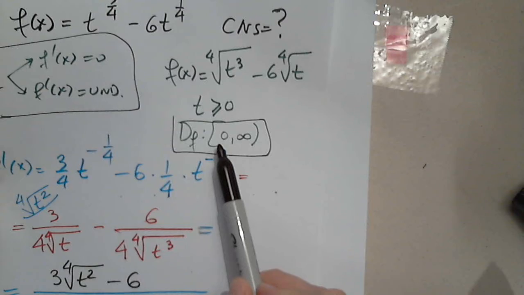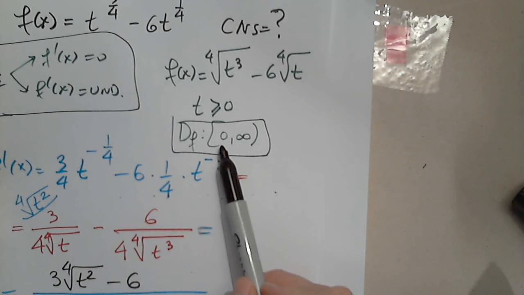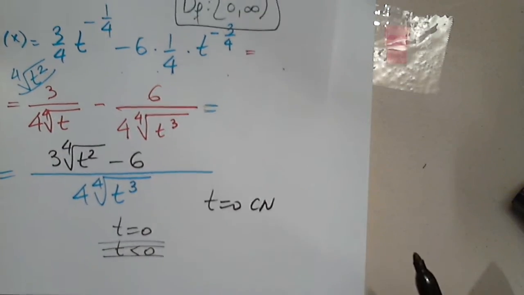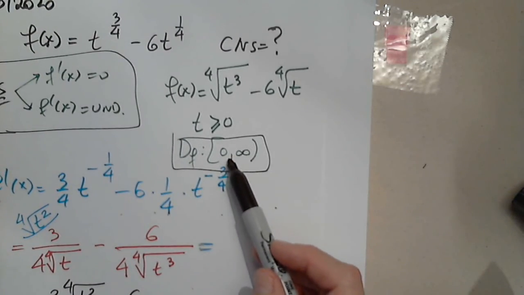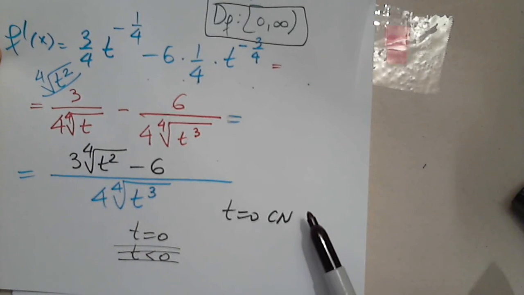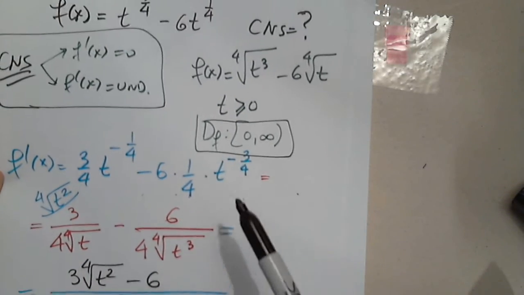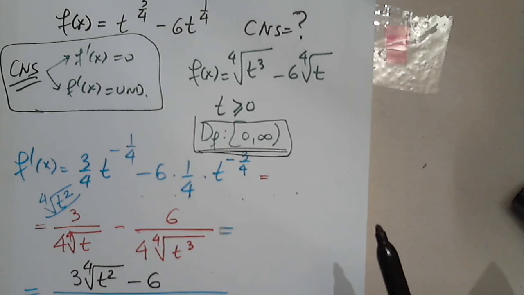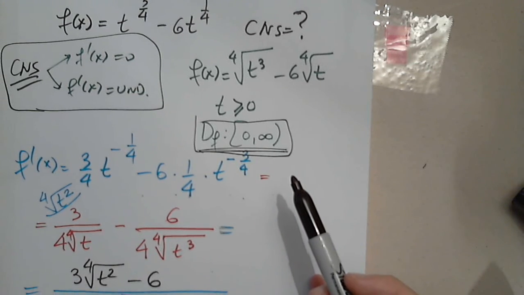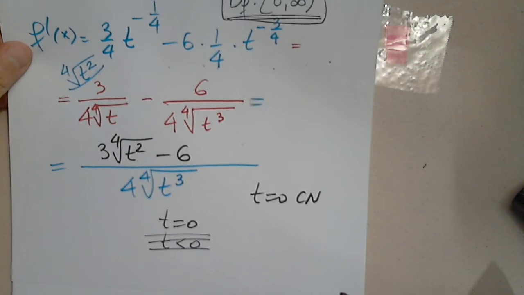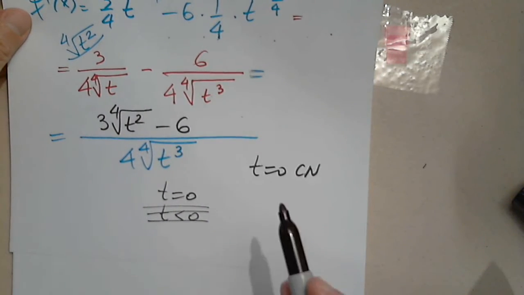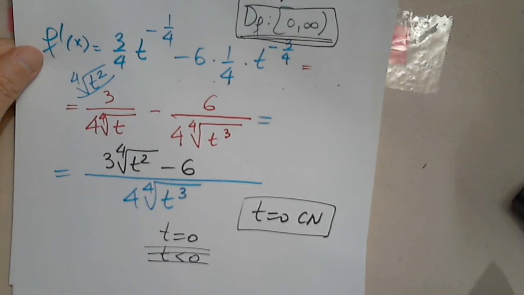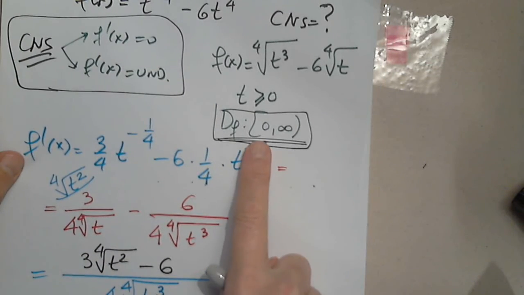Is the function defined at 0? If you say yes, then I will say t equals 0 is a critical number. If you say no, then I will say t equals 0 is not a critical number. See why I have to determine the domain? So yes, t equals 0 is a critical number because the derivative does not exist there, but the function does.